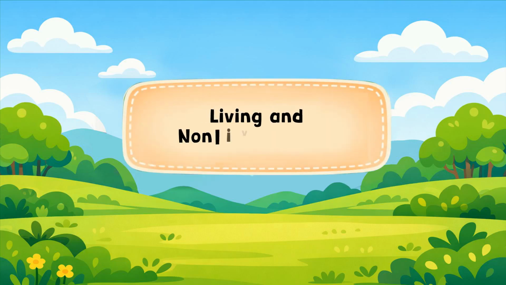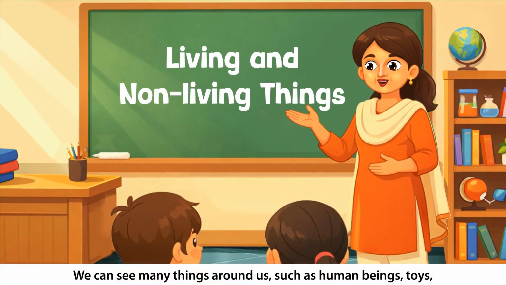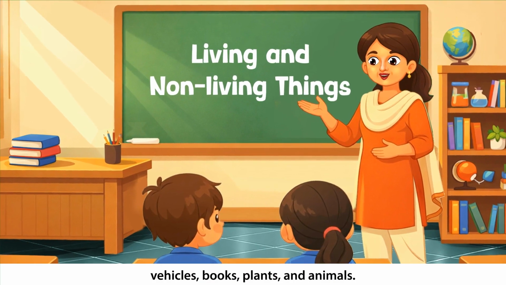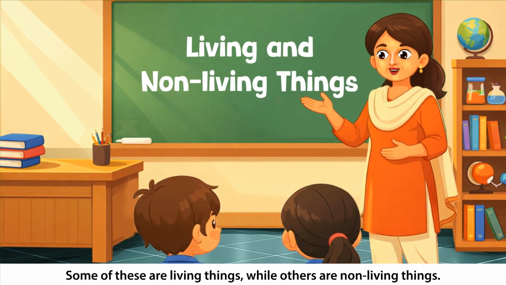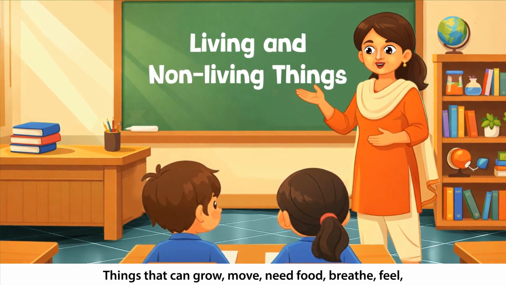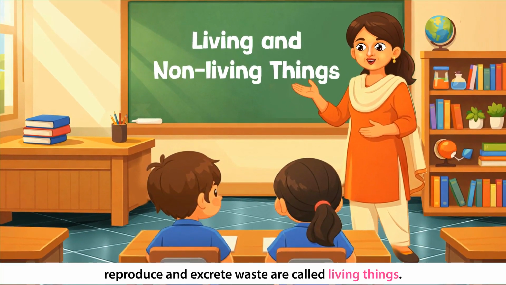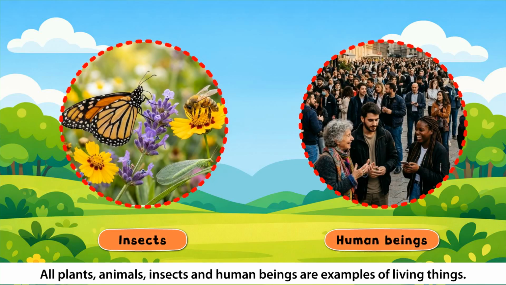Living and non-living things. We can see many things around us, such as human beings, toys, vehicles, books, plants, and animals. Some of these are living things, while others are non-living things. Things that can grow, move, need food, breathe, feel, reproduce, and excrete waste are called living things. All plants, animals, insects, and human beings are examples of living things.